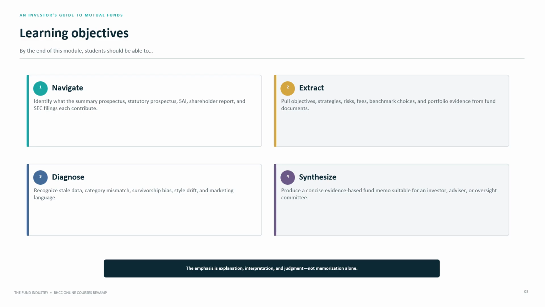Finally, synthesize the evidence into a short fund memo for an investor, advisor, or oversight committee. The goal is not to memorize document names. It is to know which source answers which question and when that source may be incomplete.